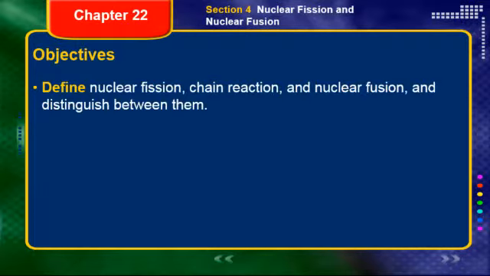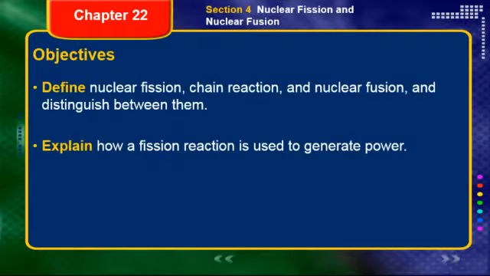Your objectives: define nuclear fission, chain reaction, and nuclear fusion, and distinguish between them. Not only know what they are, but know how they differ. I also want you to explain how a fission reaction is used to generate power.